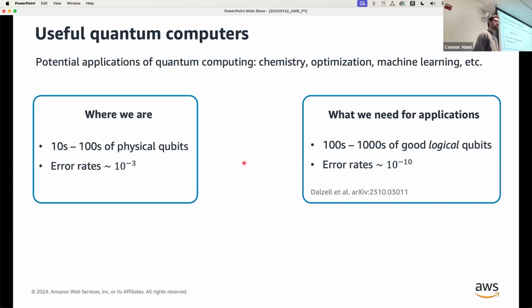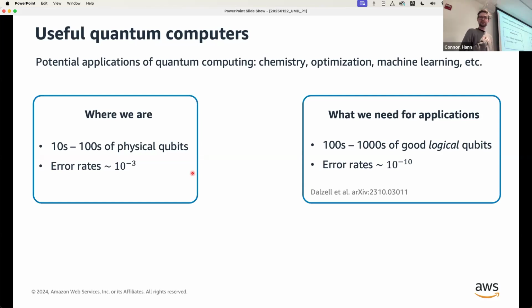Okay, so since this is going to be a talk about error correction, I thought a nice way to start off would just be to remind everyone just how far it is we have to go to get to useful applications of fault-tolerant quantum computers. So where we are currently is, today's quantum computers tend to have between tens and hundreds of physical qubits and error rates on the order of 10 to the minus 3.